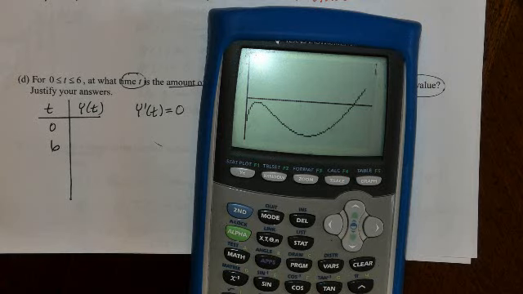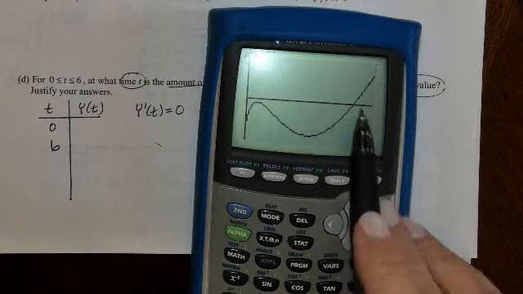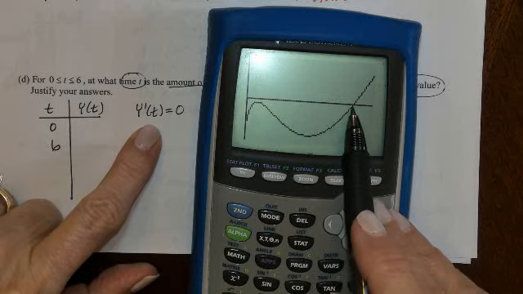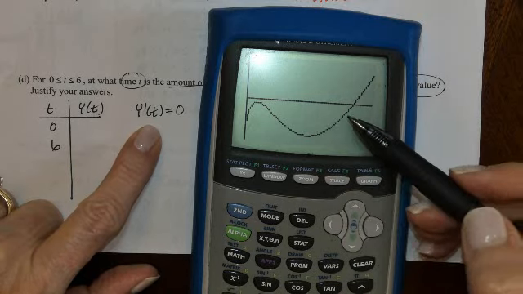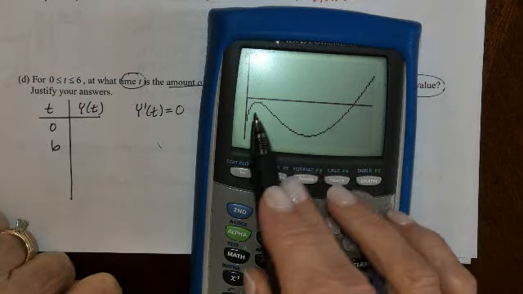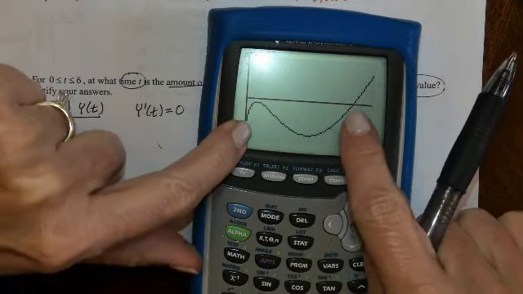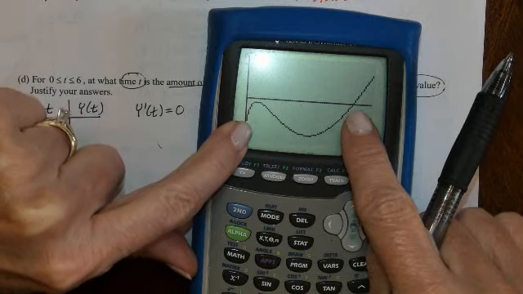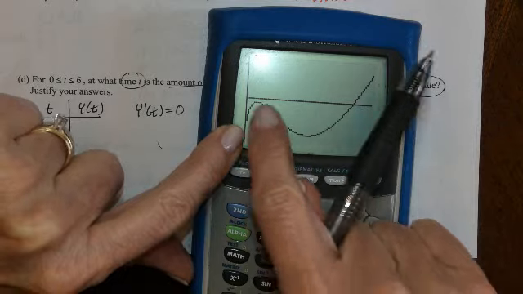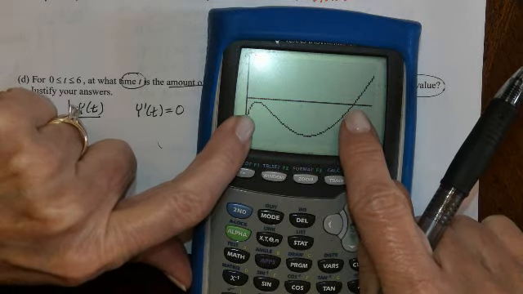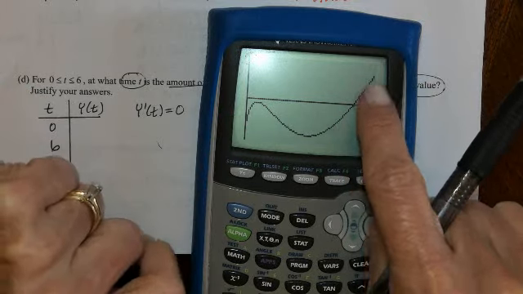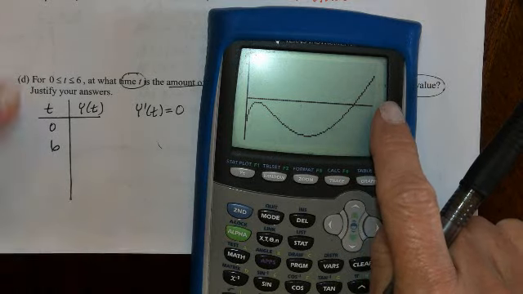Okay. So there is just the one time that y prime is changing signs, okay? And that one time, y prime goes from negative to positive. So the amount of snow is decreasing from 0 to that time, and then the amount of snow is increasing. I say snow, sand. We're with sand here. The amount of sand is decreasing from 0 to this time, and then the amount of sand is increasing from that time to 6.